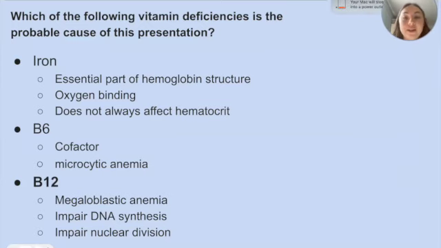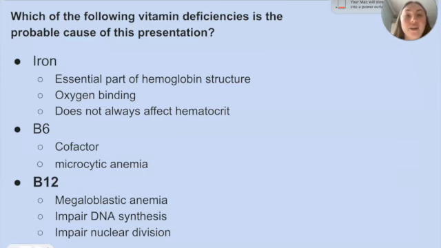B6 is a cofactor for many enzymatic functions. It is essential for the transamination and decarboxylation of porphyrin synthesis. This can cause microcytic anemia, the production of smaller than average red blood cells. Therefore, this deficiency does not contribute to megaloblastic anemia. Finally, B12 deficiency is likely to be affecting the patient.